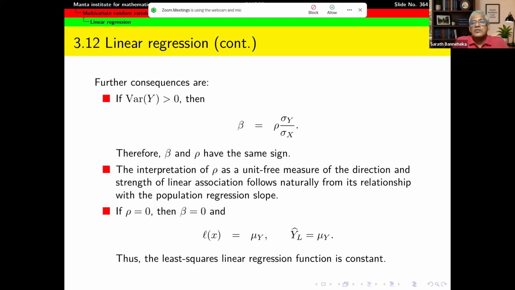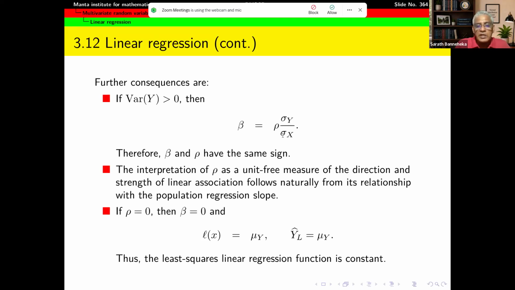So if you look at further consequences, actually, I have already mentioned this. Beta is equal to rho times sigma y over sigma x. Therefore, beta and rho have the same sign. The interpretation of rho as a unitary measure of the direction and the strength of the linear association follows naturally from its relationship with the population regression slope. Right? Unitariness comes from the way that we calculate rho. Rho is equal to the covariance divided by the product of standard deviations. So units will cancel out, right?